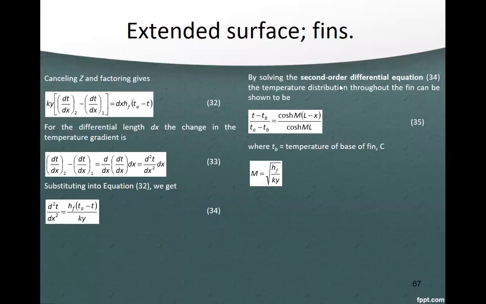Now, by solving the second order differential equation, equation 34, the temperature distribution throughout the pin can be shown to be (T minus T sub B) over (T sub m minus T sub B) is equal to hyperbolic cosine of m times (L minus x). Buo yan, buo. Ito, saka mo sa hyperbolic cosine, divide by hyperbolic cosine of mL, where T sub B is the temperature of the base of the pin, and m is equal to the square root of h sub F over KY. Derivation of this, look for heat transfer book.